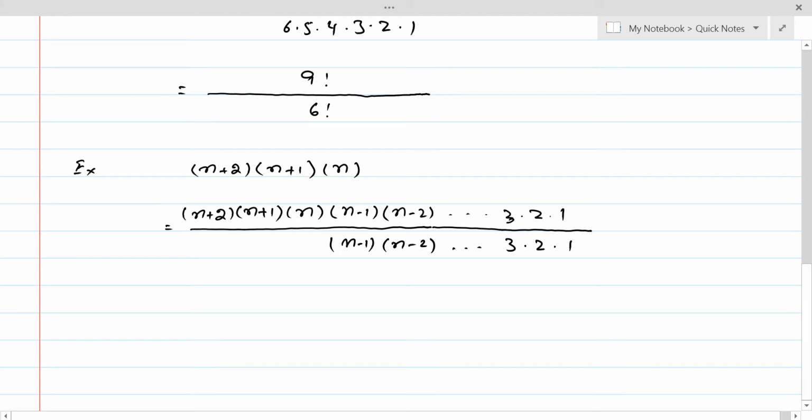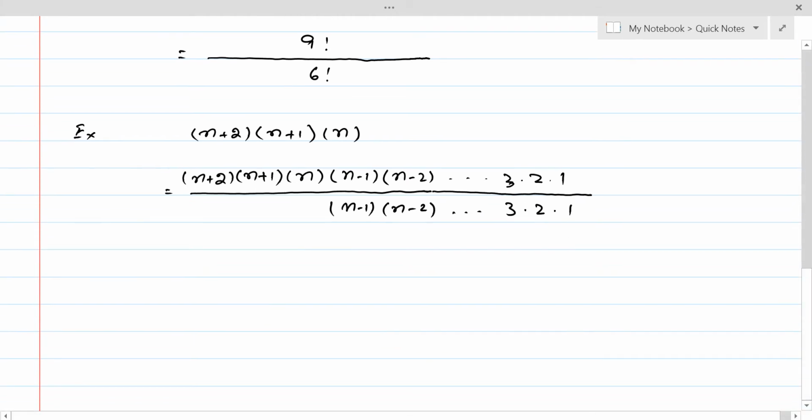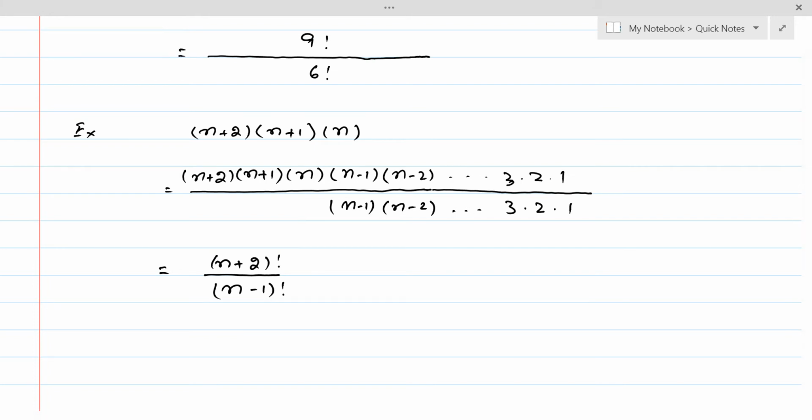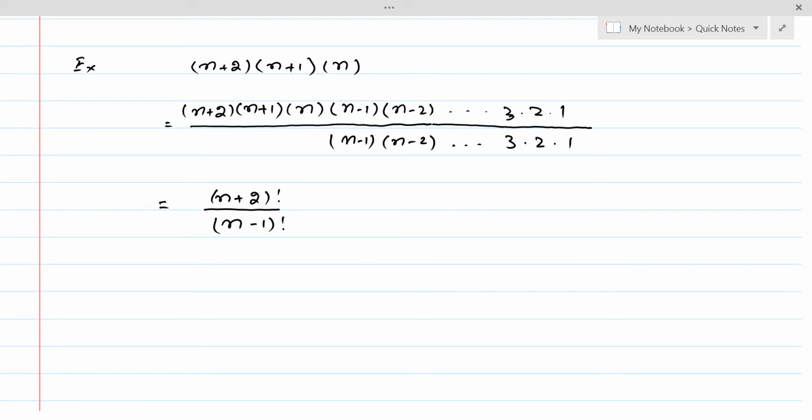And you can see that in the numerator, this is a product of all natural numbers up to n plus 2. Therefore, this can be written as (n plus 2) factorial divided by (n minus 1) factorial, because in the denominator we have a product of all natural numbers up to n minus 1. That's why this will be called (n minus 1) factorial.